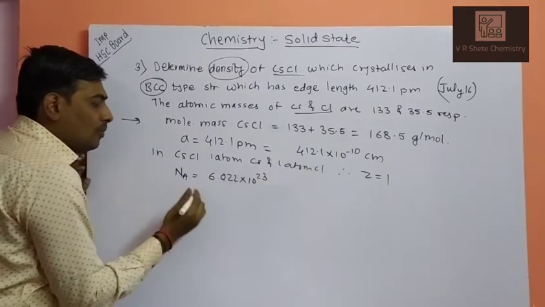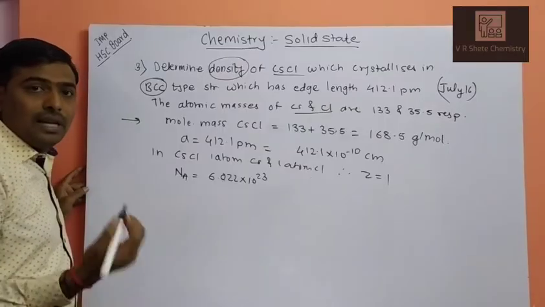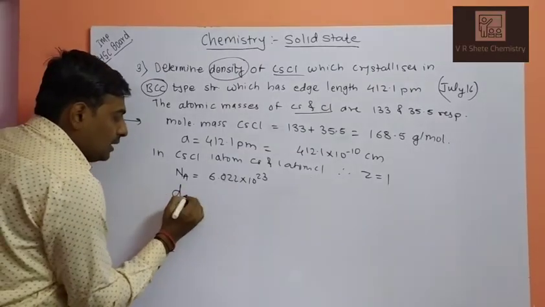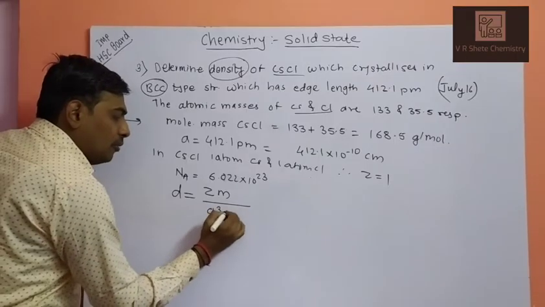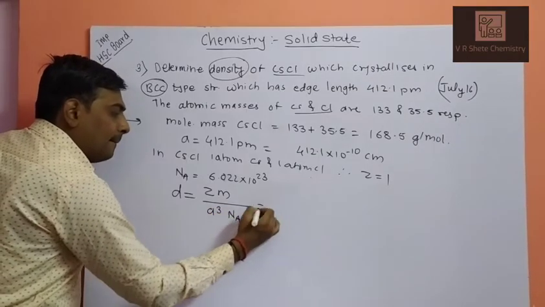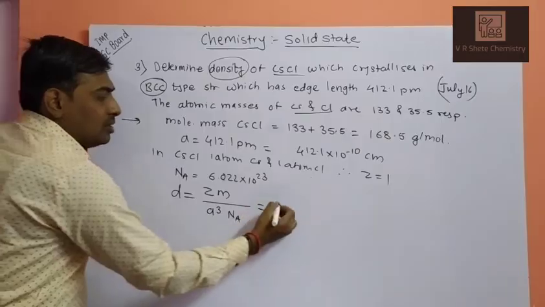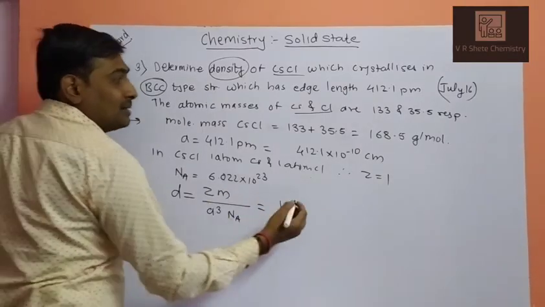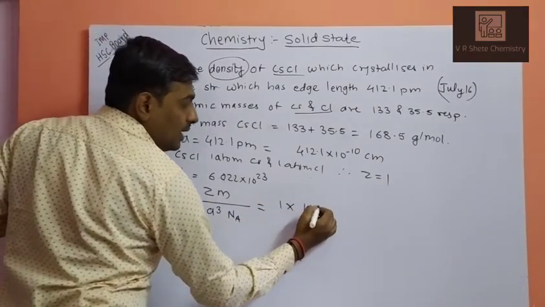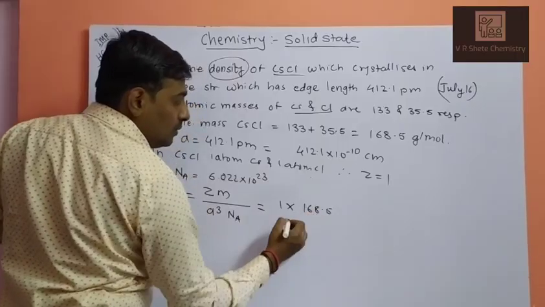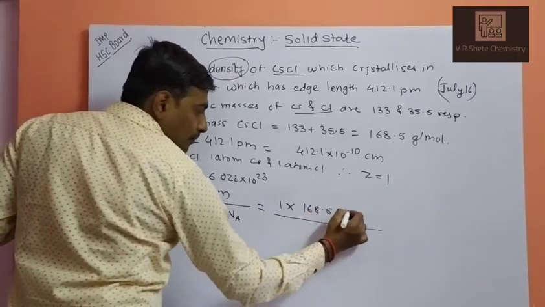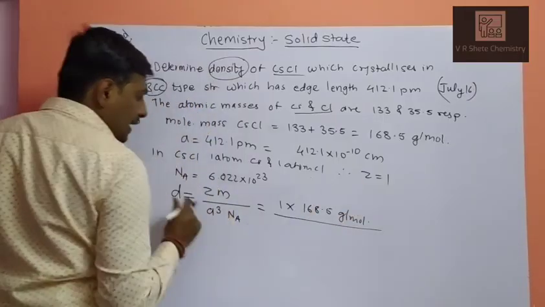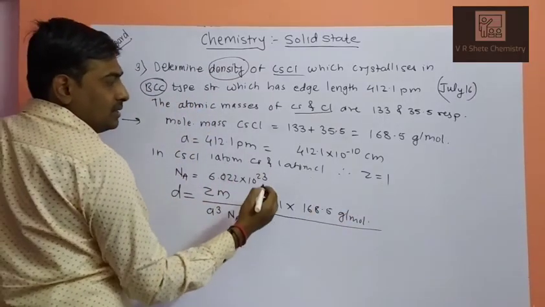So obviously you can utilize the same formula. D is equal to ZM upon A cube Na. Substitute the values. Z is equal to 1. Molar mass 168.5 gram per mole. The second one, A cube, means edge length.